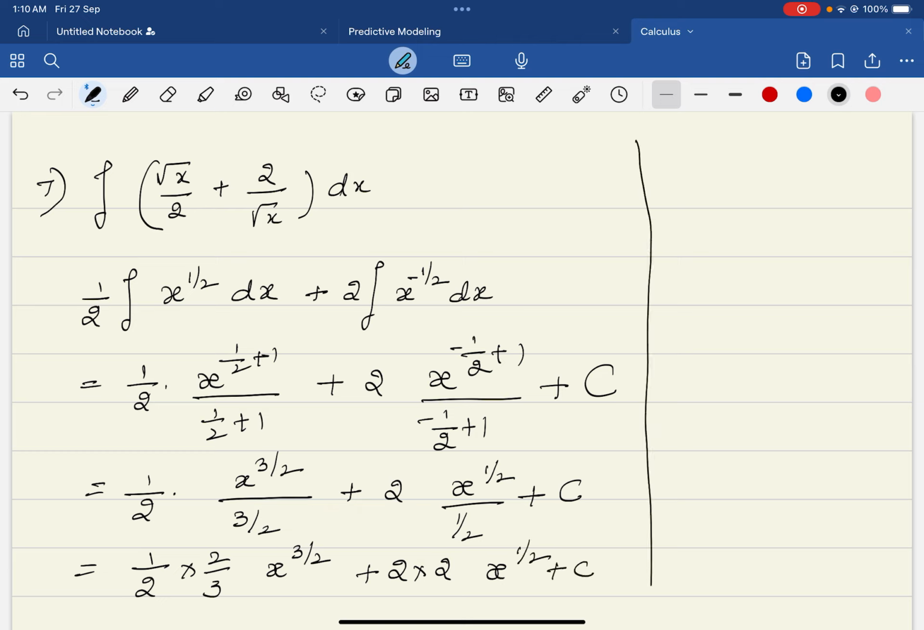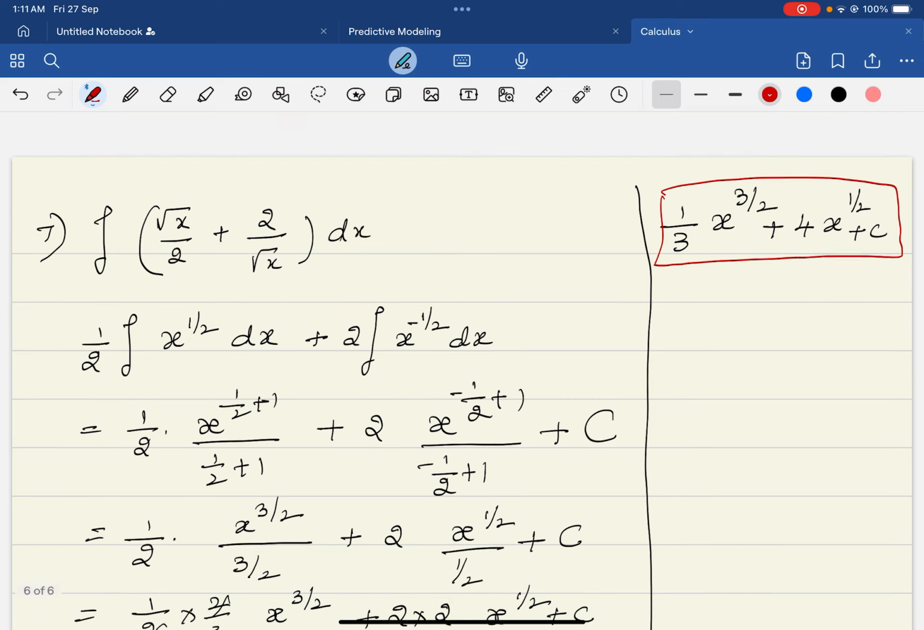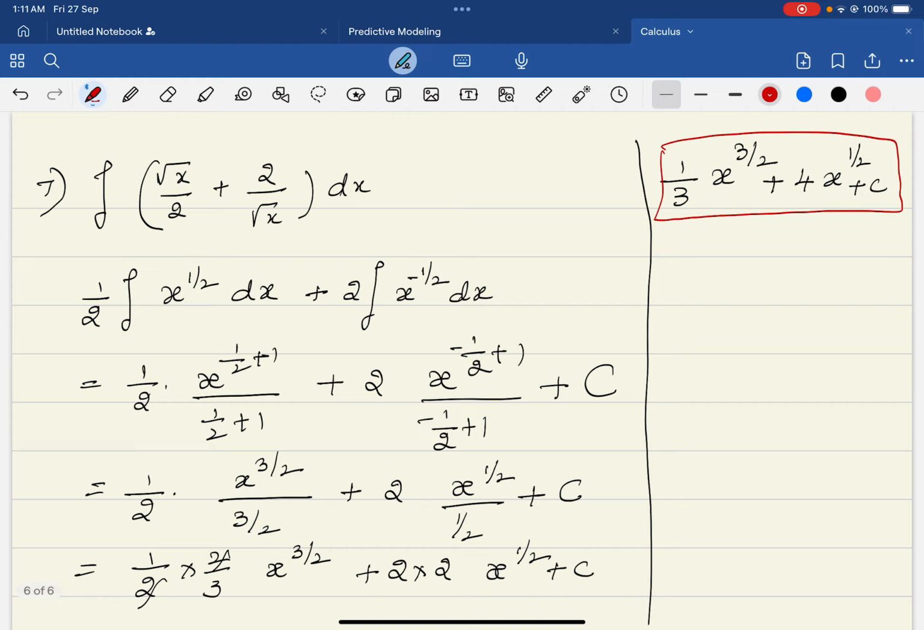What does it give us now? The 1, 2 and 2 get cancelled. We remain with 1 by 3 times x power 3 by 2 plus 4 times x power half plus the constant. This is the solution. I hope it's clear to all of you how to do term by term integration. I have covered algebraic functions and trigonometric functions in this. I hope you could understand term by term integration. Thank you.